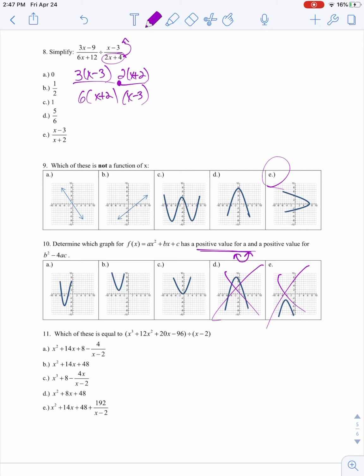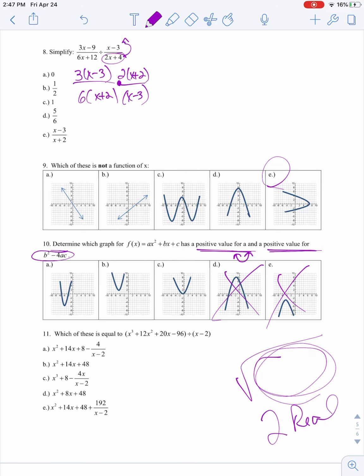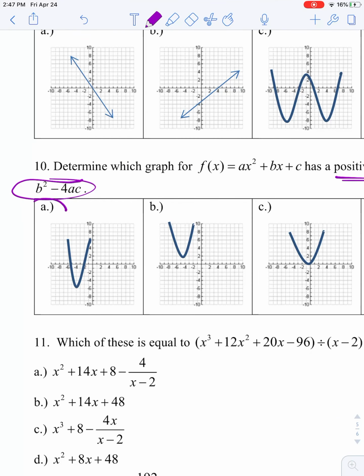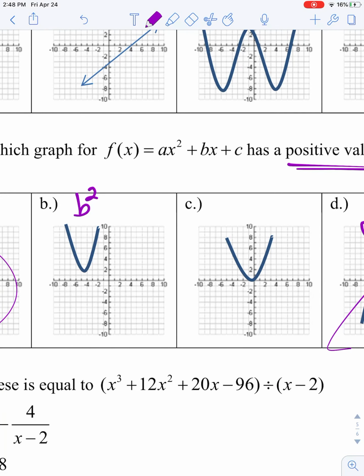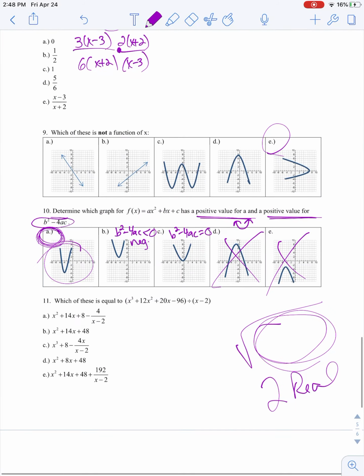And then it says a positive value for b squared minus 4ac. That means if you did the quadratic formula, you'd have a positive number under here. That means you're going to get 2 real solutions. So your graph has to hit the x-axis twice. So this is the only one that can be a solution. This would be if b squared minus 4ac was less than 0 or negative. And this would be if b squared minus 4ac equals 0.